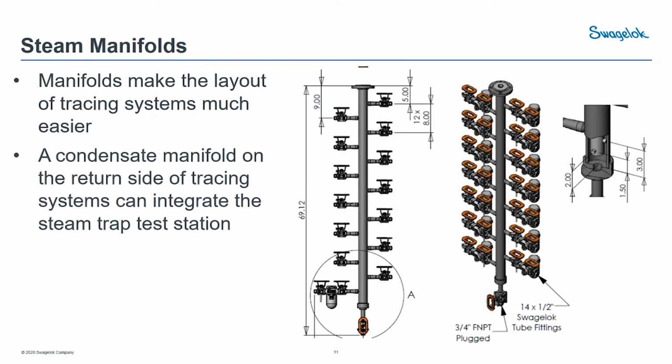Condensate manifold on the return side of the tracing system, you can also use that, and this shows an example where we've integrated a steam trap test station into it. So this allows you to do both things.